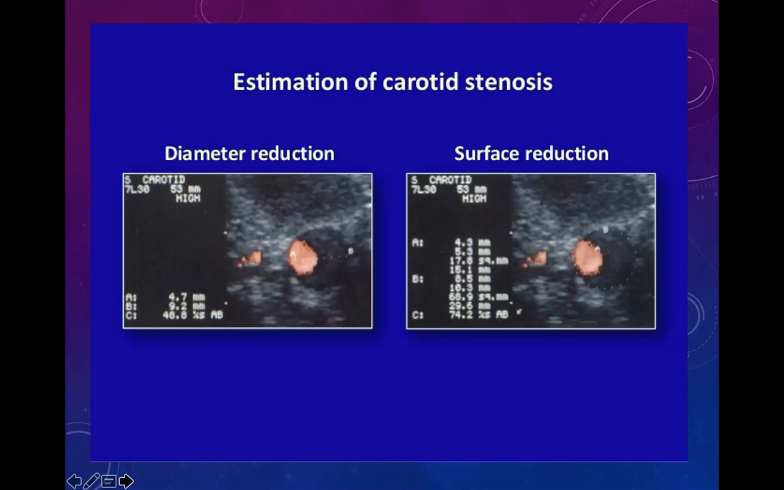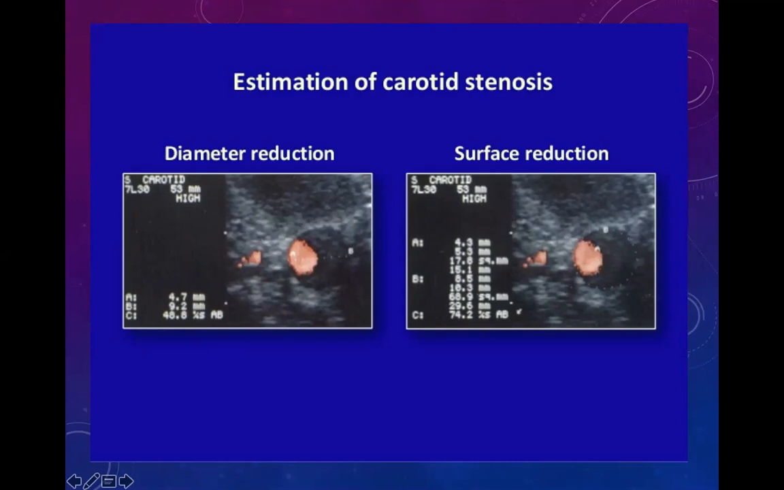So diameter reduction is this, where you see the lumen, the flowing lumen and the complete lumen. This is the plaque here. And then there is a surface reduction. If you make a circle here, then you see the surface reduction in the flow of the artery.